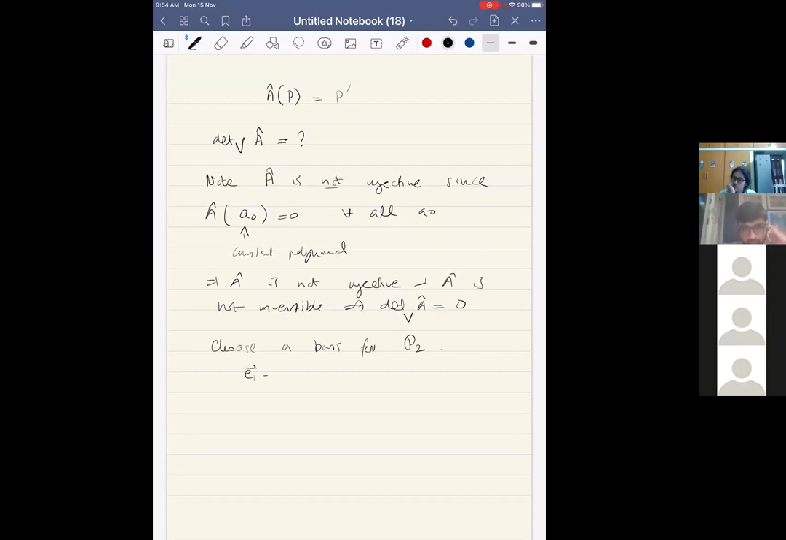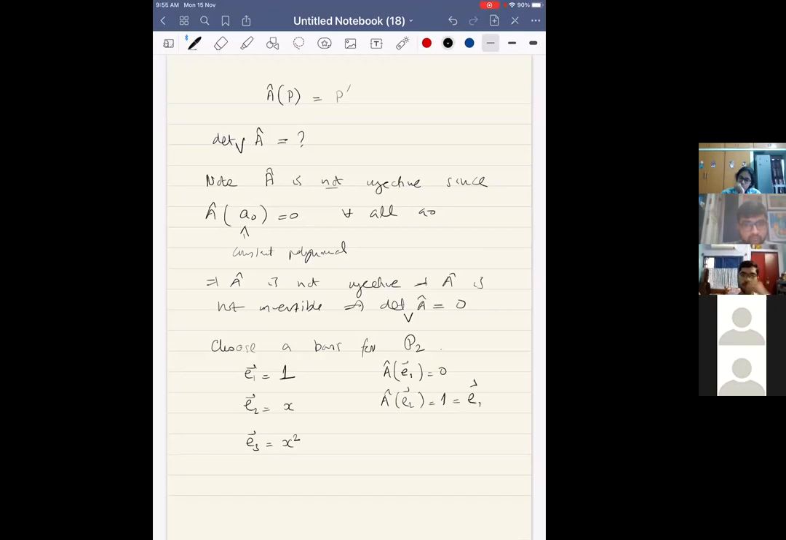Let us choose the following basis. E1 is the constant polynomial 1. E2 is the polynomial x. E3 is the polynomial x squared. Now, A hat of E1 is 0. A hat of E2 is 1, which is E1. A hat of E3 is 2x, which is twice E2.